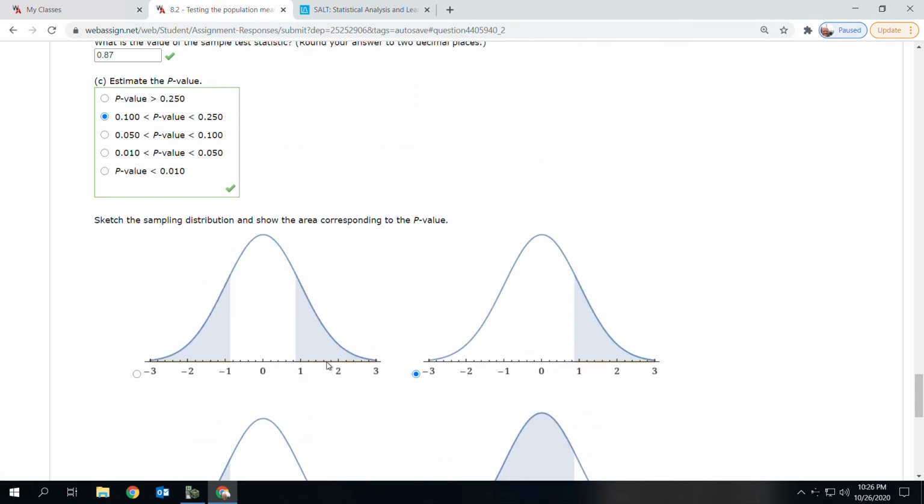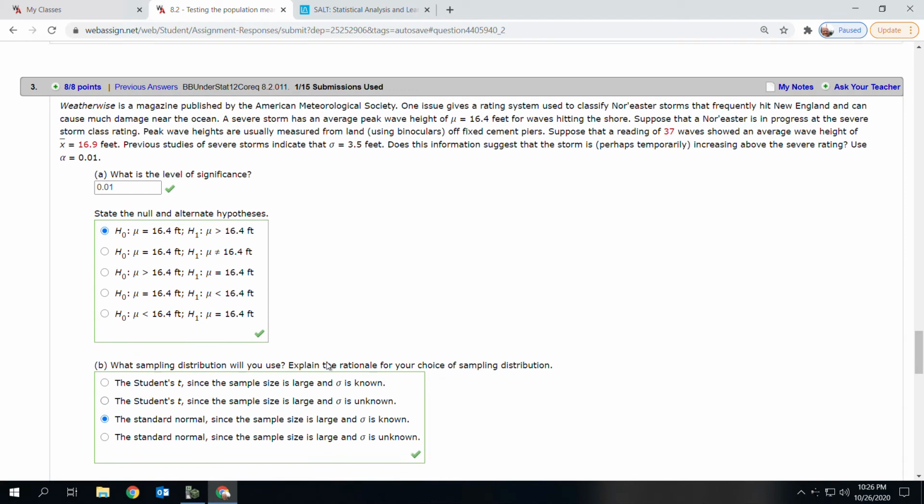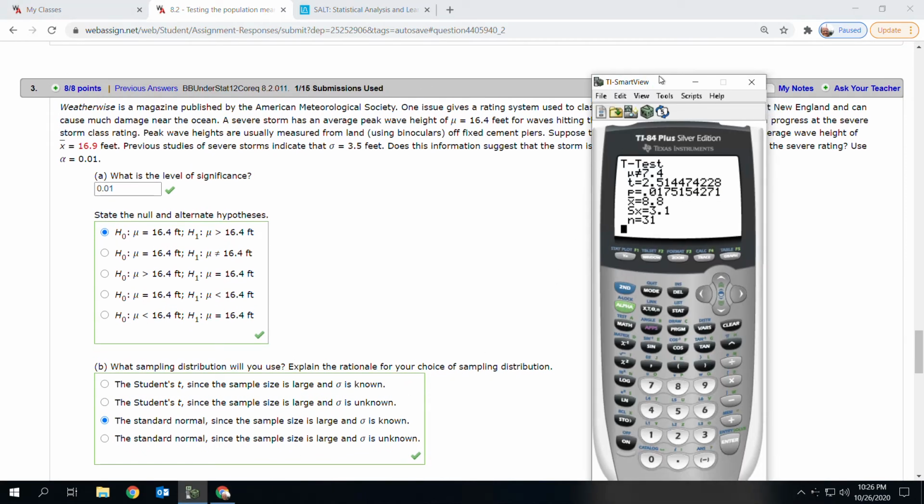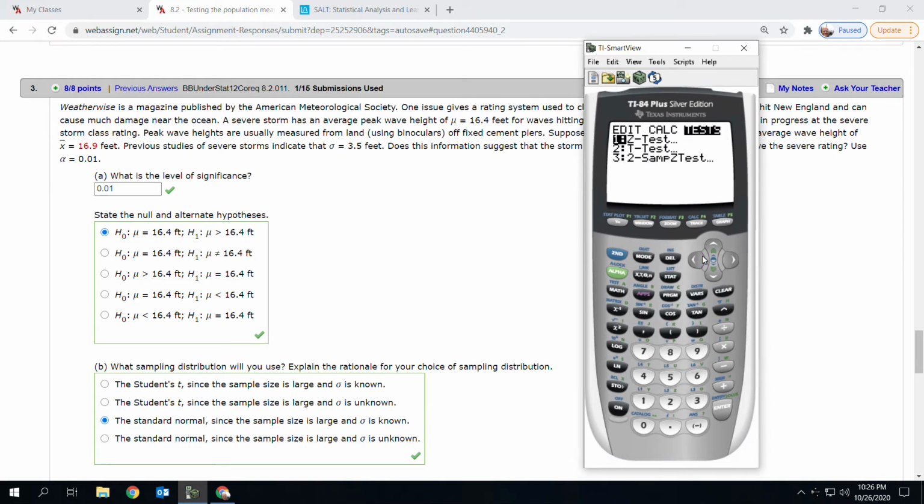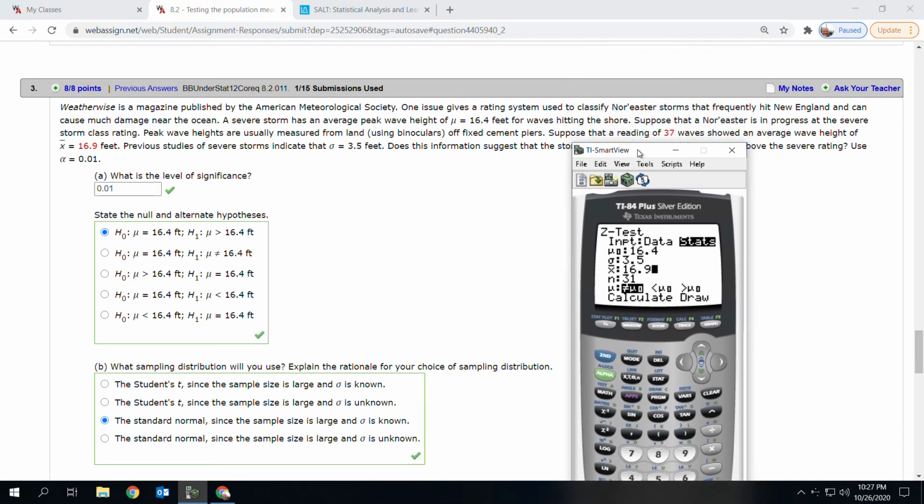Now, to conduct this on your graphing calculators, let me scroll back up. We're going to go into stat test, z-test because we know sigma. We're going to leave it on stats. Okay, our null hypothesis is peak wave height of 16.4. Now notice this time they give us an actual place for sigma instead of S. Sigma's 3.5. The average from our sample was 16.9. Our sample size was 37.